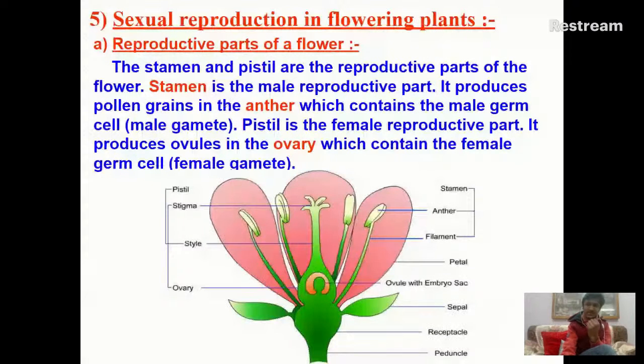See, now pistil is a female reproductive part that produces ovules in the ovary. Okay, I am uploading this question also.